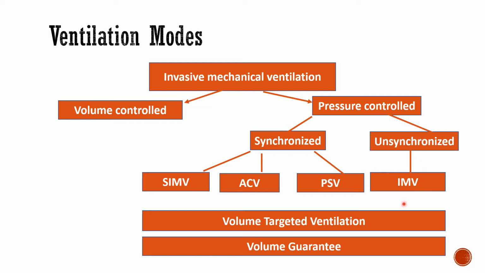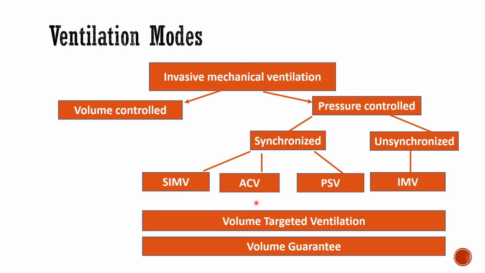Unsynchronized mode is intermittent mandatory ventilation, in which the ventilator delivers breaths at a set rate irrespective of the patient's own efforts. Coming to the synchronized modes, in synchronized intermittent mandatory ventilation, again, the ventilator delivers breaths at a set rate. However, there is an assist window in which it waits for the patient to take a spontaneous breath. If so, the breath is supported. If not, a mechanical breath is delivered. However, patient spontaneous breaths above the set rate remain unsupported, thus achieving only incomplete synchrony.